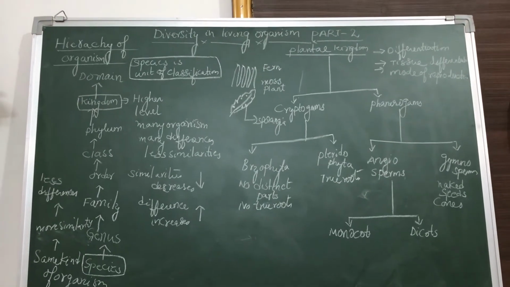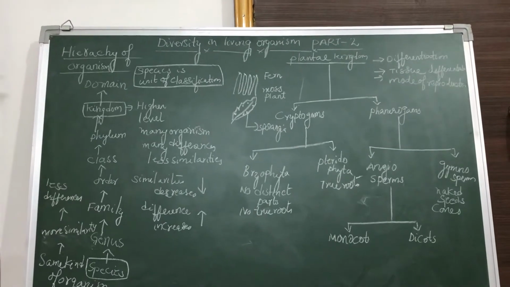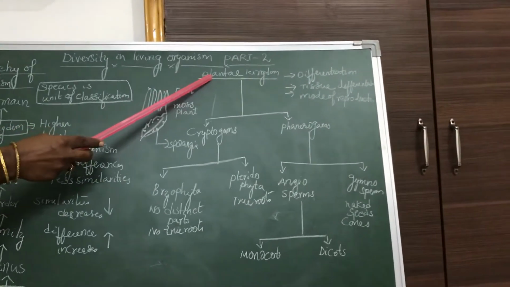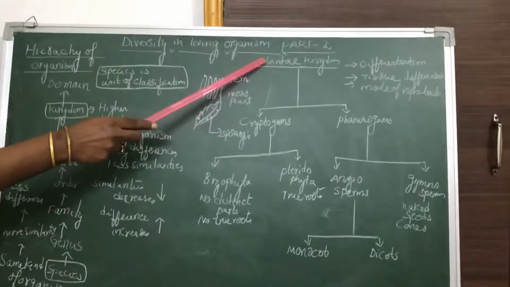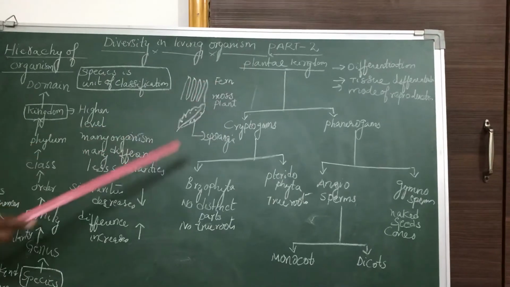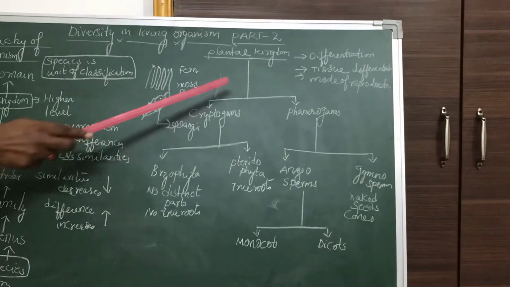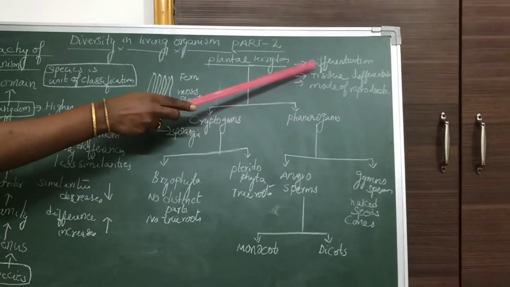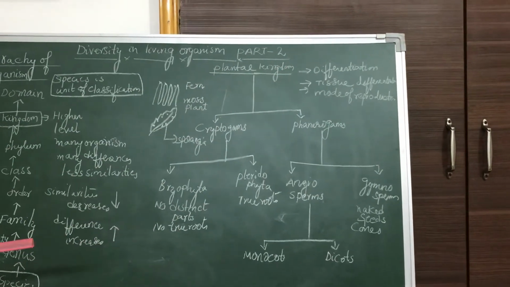Okay, now we go back to the kingdom. I already said there are two kingdoms, plant kingdom and animal kingdom. Today let us discuss the plant kingdom. The plant kingdom is called Plantae. All plants come under the plant kingdom, and this kingdom is classified based on three characteristic features: differentiation, tissue differentiation, and mode of reproduction.